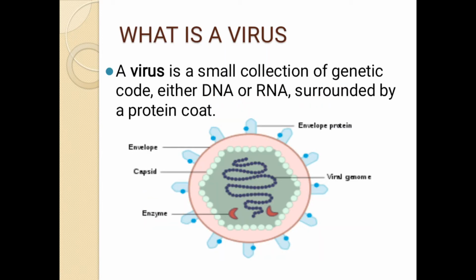So here is the structure of a virus. A virus is a small collection of genetic code, either DNA or RNA, surrounded by a protein coat. These are very small creatures and they don't have much in their cellular structure. They don't have even a cell. They just have a protein coat which surrounds a nucleic acid or nuclear material. It is either DNA or RNA. So it is a very simple structure in that way. And these are parasitic. They require a host. Without a host, they cannot survive.